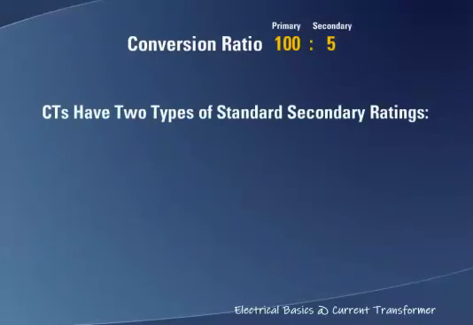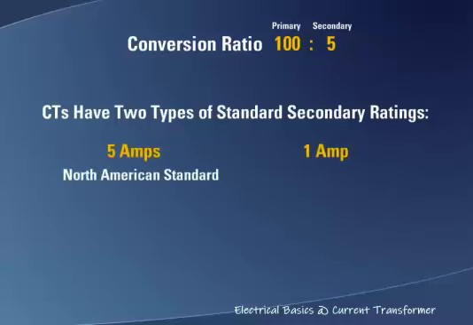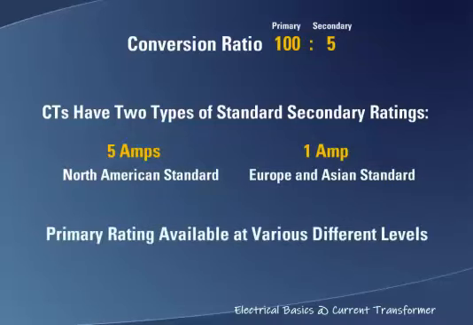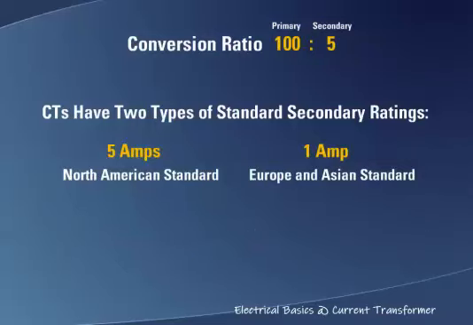CTs have two types of secondary ratings, 5 amps and 1 amp respectively. 5 amps is typically the North American standard, while 1 amp is used in Europe and Asia. Primary ratings are available in various different levels, for example 100, 150, 200, etc.